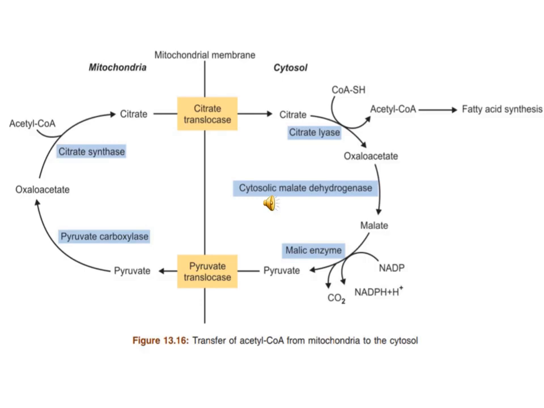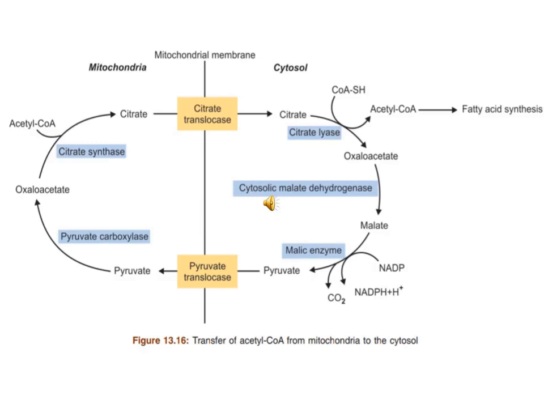Step 1. Citrate is formed in the mitochondrial matrix by the condensation of acetyl coenzyme A with oxaloacetate, which is the first reaction in the citric acid cycle. Step 2. Then citrate is transported to the cytosol by the enzyme translocase, where it is cleaved by citrate lyase to oxaloacetate and acetyl coenzyme A.